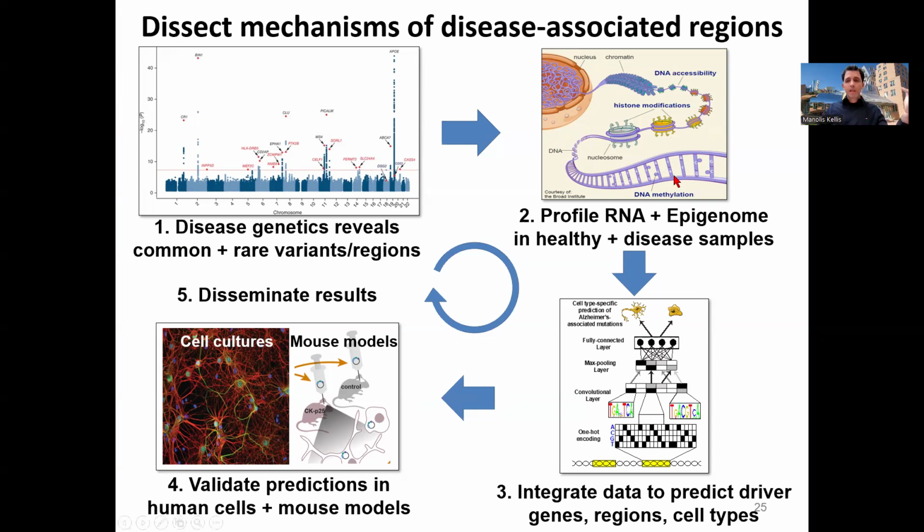Those molecular differences can be at the RNA level or at the epigenome level, and we're going to talk about epigenomics next week. But then we profile massive numbers of both healthy and disease samples with single cell profiling. And then we carry out all of the stuff that I'm going to show you in the next section to find what are the driver genes, regulatory regions, regulators, cell types, pathways, processes, etc.